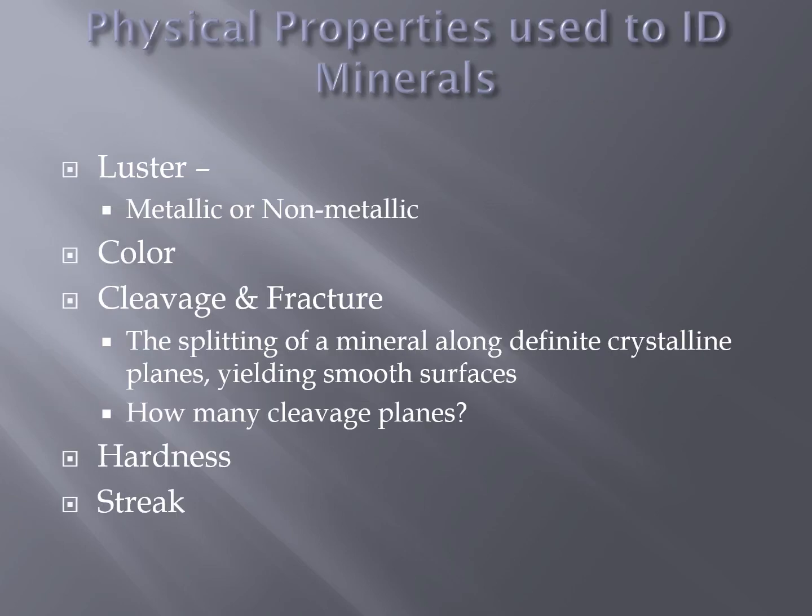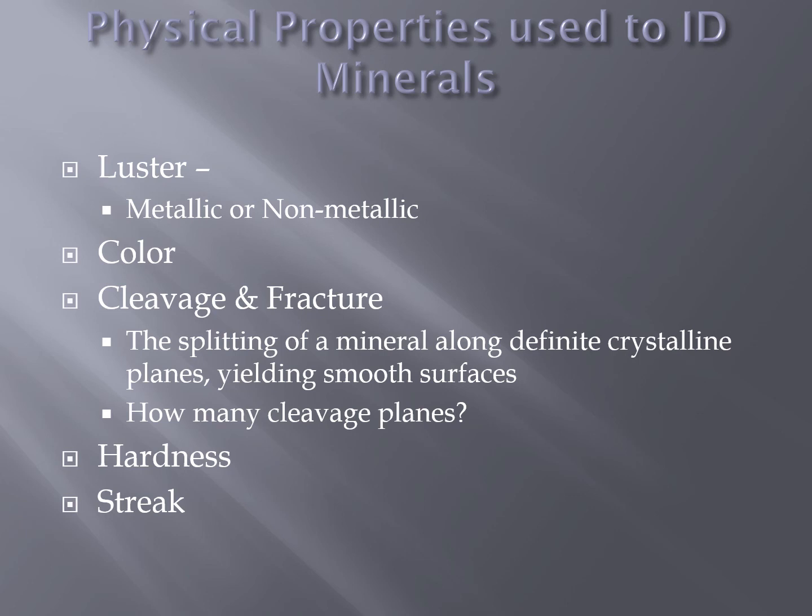So the first and foremost properties that are used to ID minerals are luster, color, cleavage, fracture, hardness, and streak. These are all observational types of properties. Luster: what does it look like to us? Is it metallic or non-metallic? Color: what kind of colors are being exhibited?